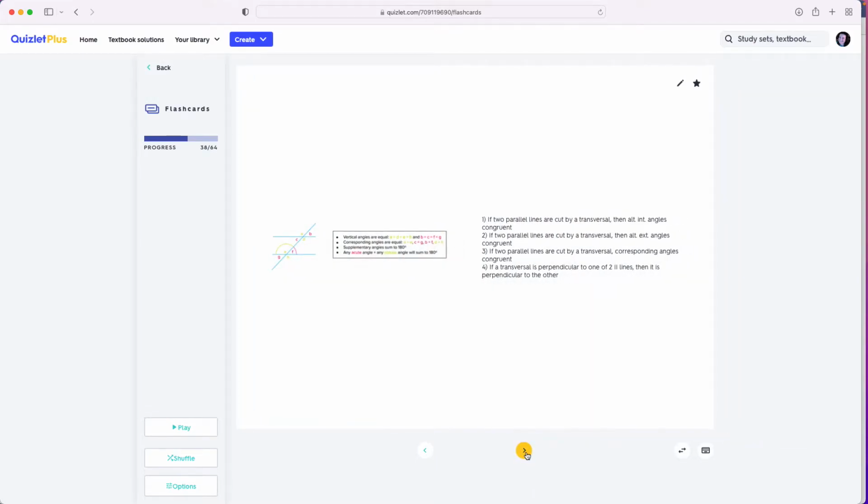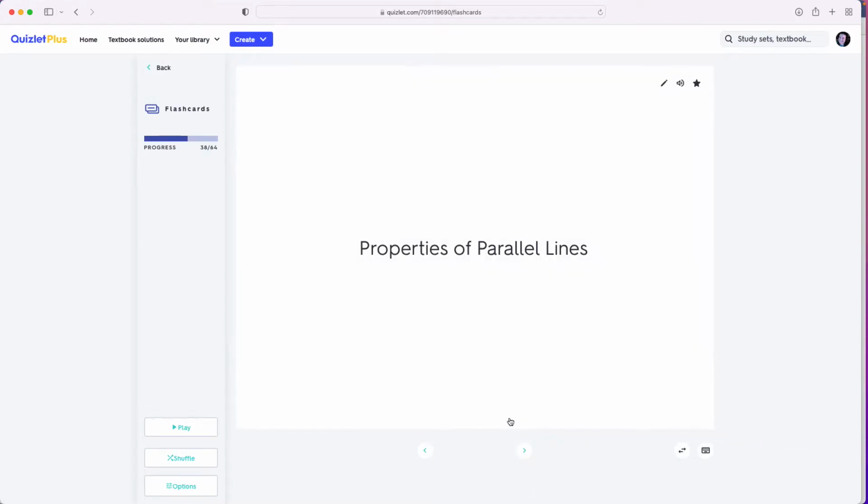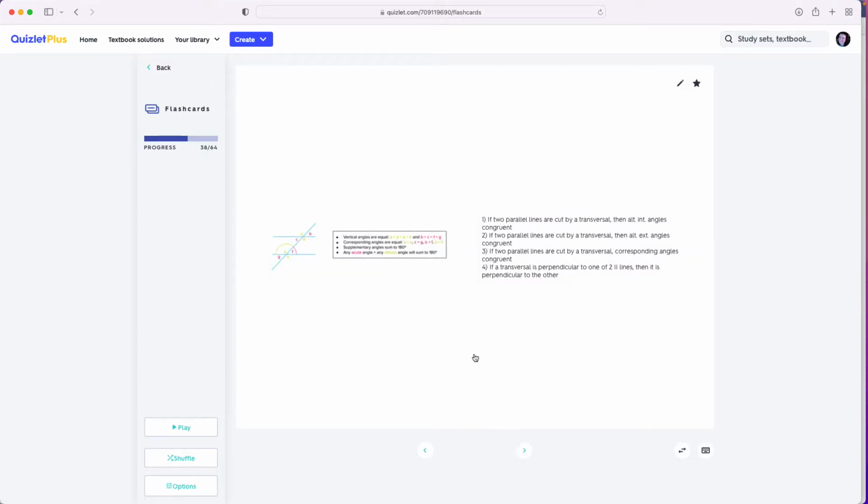And here are the properties of parallel lines. If these are parallel lines here, and they're cut by a transversal, then the alternate interior angles are congruent, the alternate exterior angles are congruent, the corresponding angles are congruent, and if a transversal is perpendicular to one of the parallel lines, then it's perpendicular to the other parallel line.